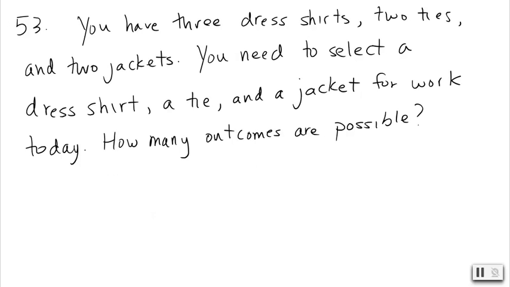53. You have 3 dress shirts, 2 ties, and 2 jackets. You need to select a dress shirt, a tie, and a jacket for work today. How many different outcomes are possible, which is a weird way of saying how many different outfits could you get. Think about that one.